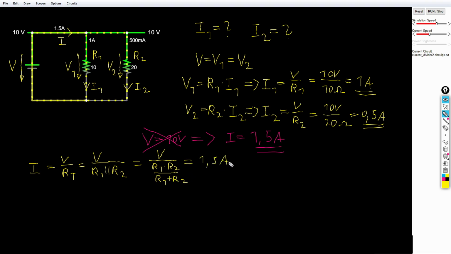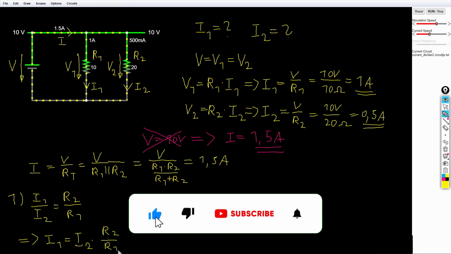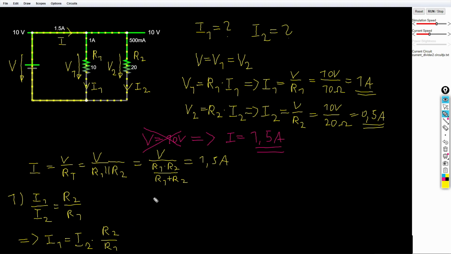Let's now move on with the assumption that we do not know V and we only know the input current I. The current divider rule in the special case of two resistors has two possible formulas. The first formula is the relationship of the branch currents. I1 over I2 is equal to R2 over R1. This form would be useful if we would already know one of the branch currents, which is unfortunately not the case. The second formula of the current divider rule is more useful to us.